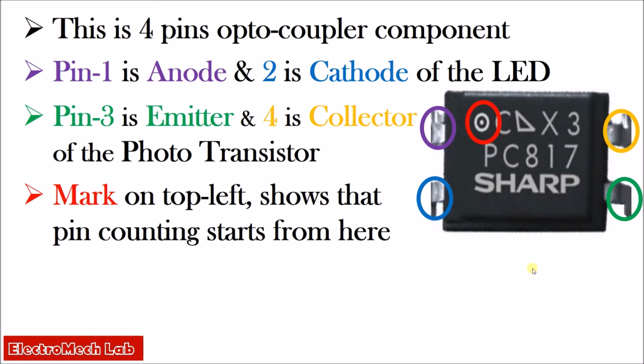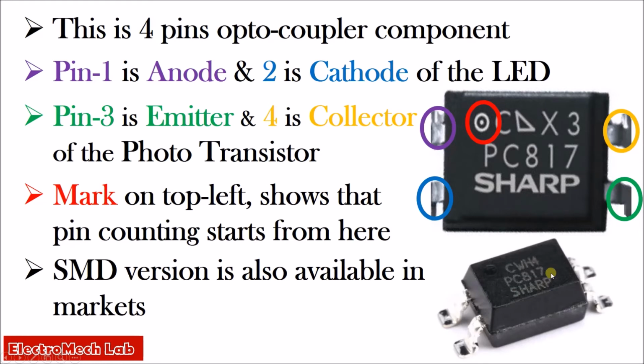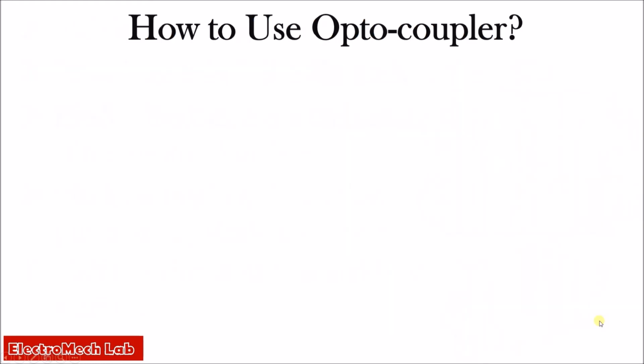But how would the user know that pin starts from which side? So there is a mark on the body of the optocoupler. This one you can see here on the left top. When you find this mark, you start counting the pins from that side. This is 1, 2, 3 and 4. There are also SMD version of this component in the market.